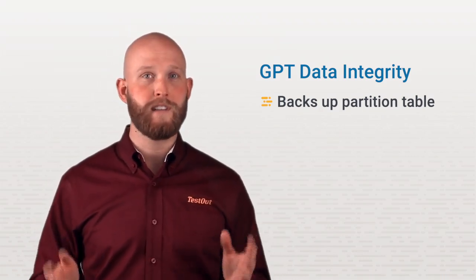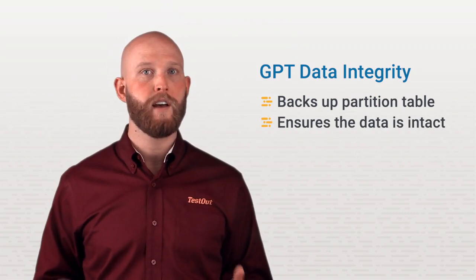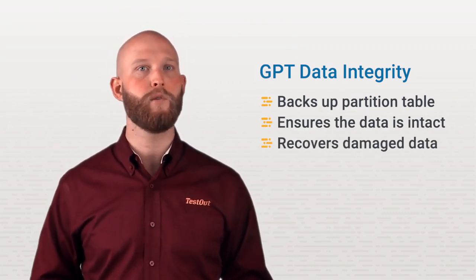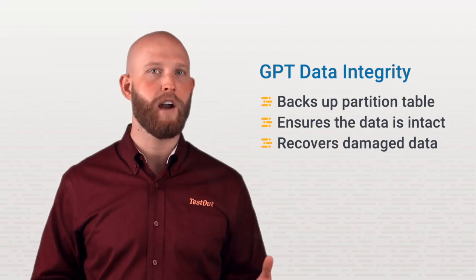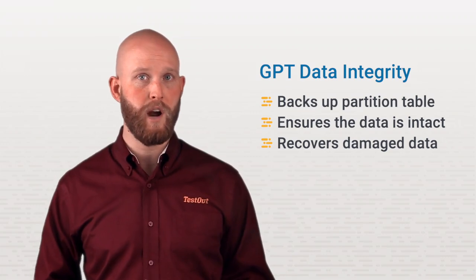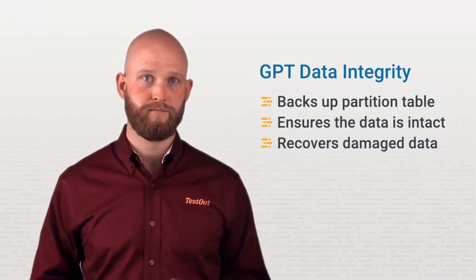GPT also stores cyclic redundancy check, or CRC values, to check that its data is intact. If the data is corrupted, GPT notices the problem and attempts to recover the damaged data from another location on the disk. MBR has no way of knowing if the data is corrupted. You would only see that there was a problem when the boot process failed or the partitions vanished.